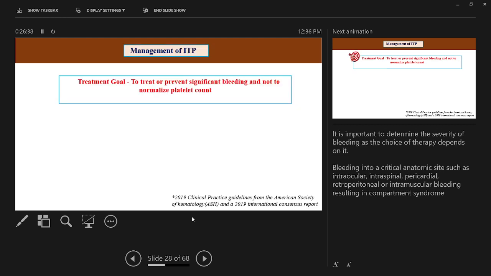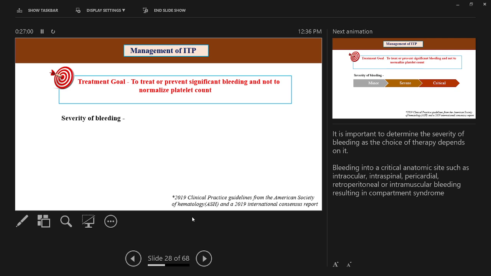So for the management of ITP, the treatment goal should be to treat or prevent significant bleeding and not to normalize the platelet counts. It has to be remembered that these ITP patients have a baseline platelet count of between 50,000 to 60,000. So we need not normalize the platelet counts. We have to only treat the bleeding in such patients, or prevent the risk of bleeding.